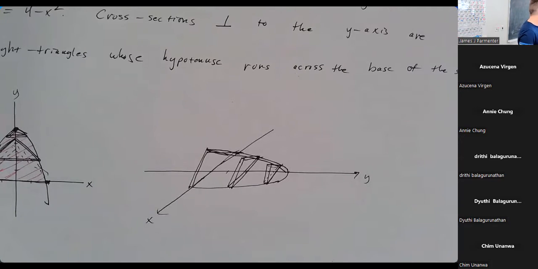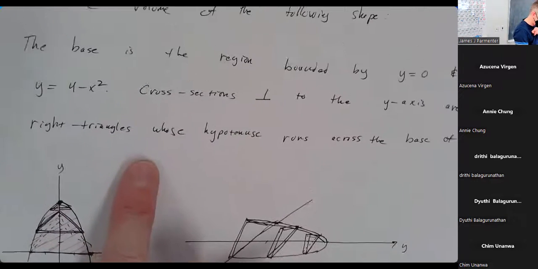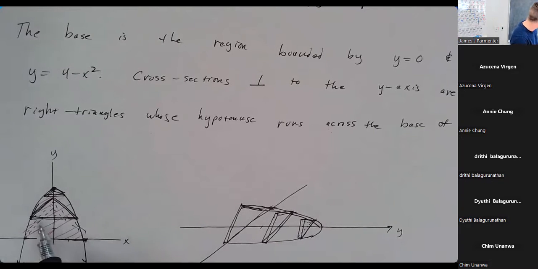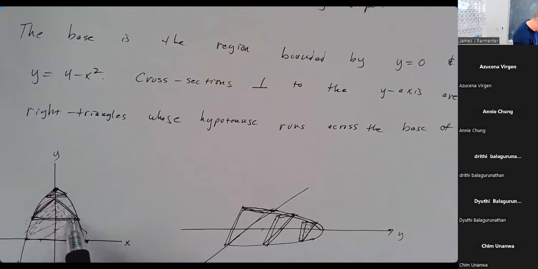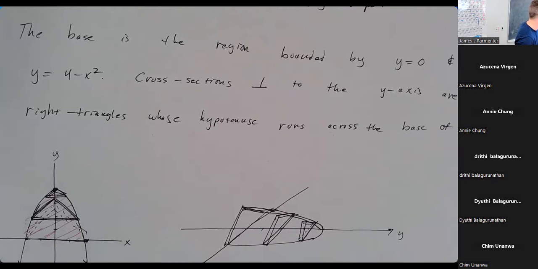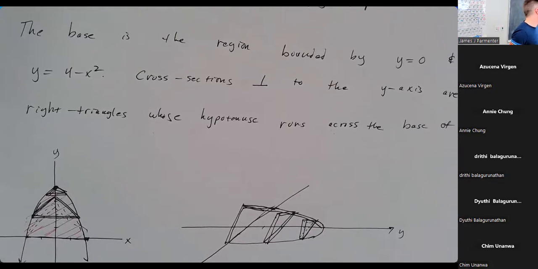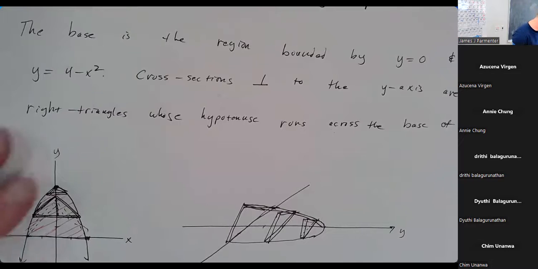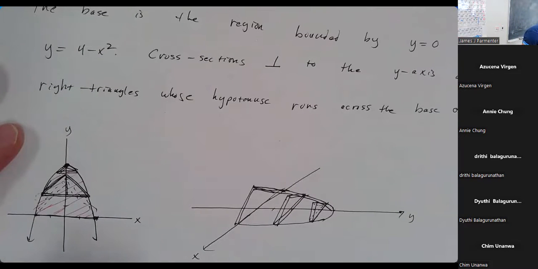It depends on what you're calling the base and the height. If the base and the height are the legs of the right triangle, sure. I said that cross sections perpendicular to the y-axis are right triangles whose hypotenuse runs the base of the solid. So the hypotenuse is this side, and these are the two sides that are the same length. Well, if you want to call them that, sure. But the way it's oriented, I'm calling this the base and this the height. So my right triangle looks like this.